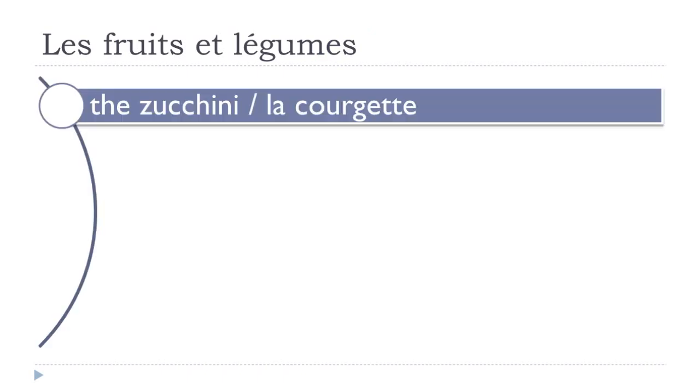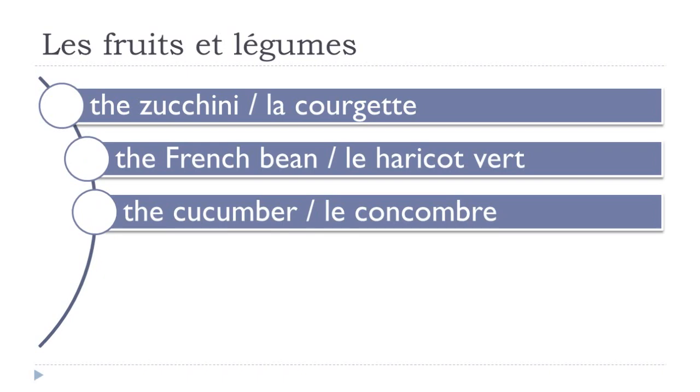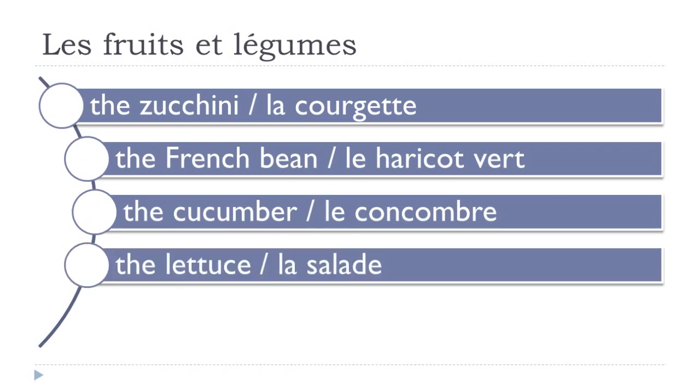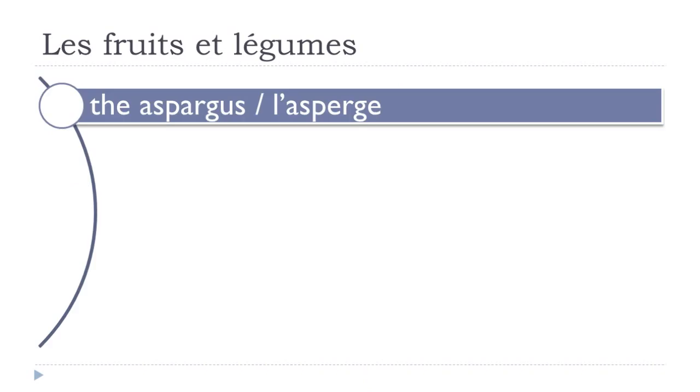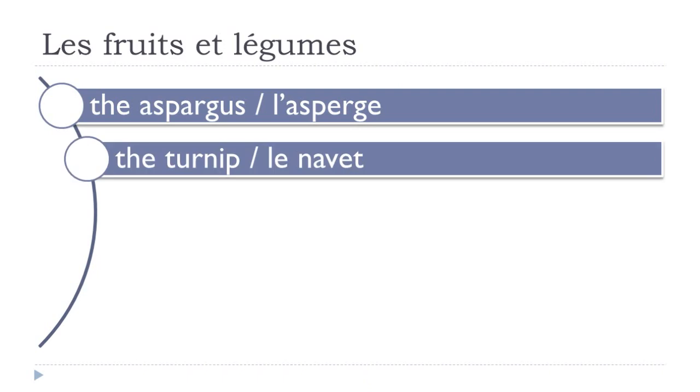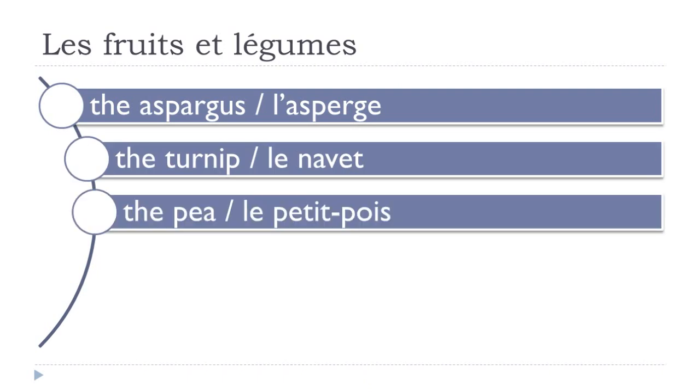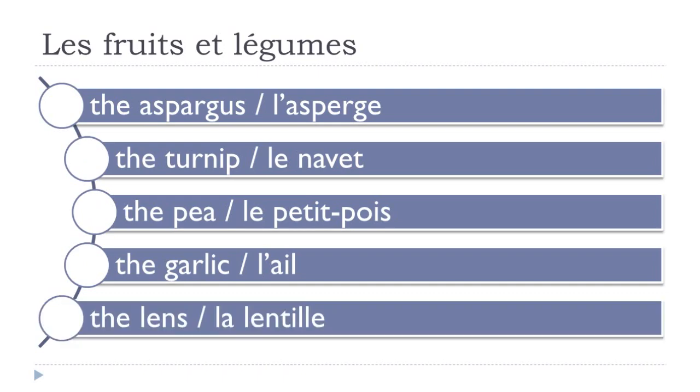La courgette, le haricot vert, le concombre, la salade, la carotte. L'asperge, le navet, le petit pois, l'ail, la lentille. L'asperge, le navet, le petit pois, l'ail, la lentille.